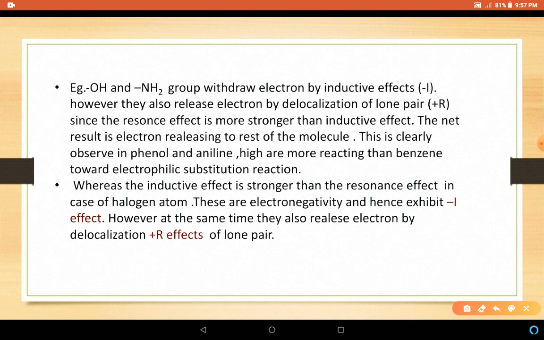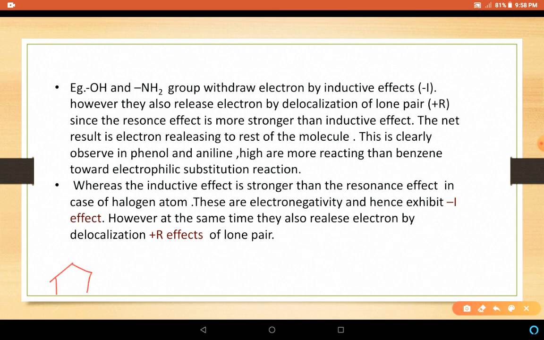They are more reactive than benzene toward electrophilic substitution reactions, whereas the inductive effect is stronger than the resonance effect in the case of a halogen atom. Halogens are electronegative and hence exert a negative inductive effect. However, at the same time, they also release electrons by delocalization of a lone pair, the positive resonance effect.